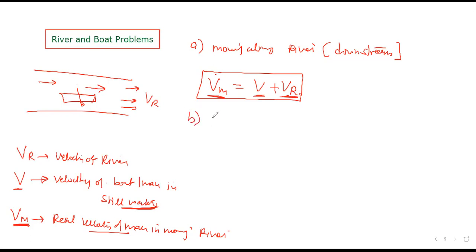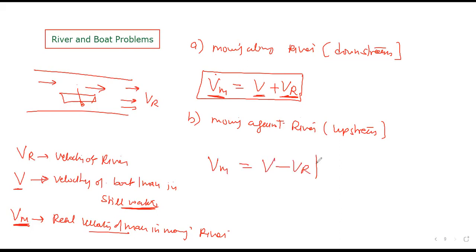In the same way, just opposite, moving against the river or current, this is called upstream. If your boat or person is swimming against the river, then the velocity of the man will be the velocity in still water minus the velocity of the river. These are simple cases, like one-dimensional motion.